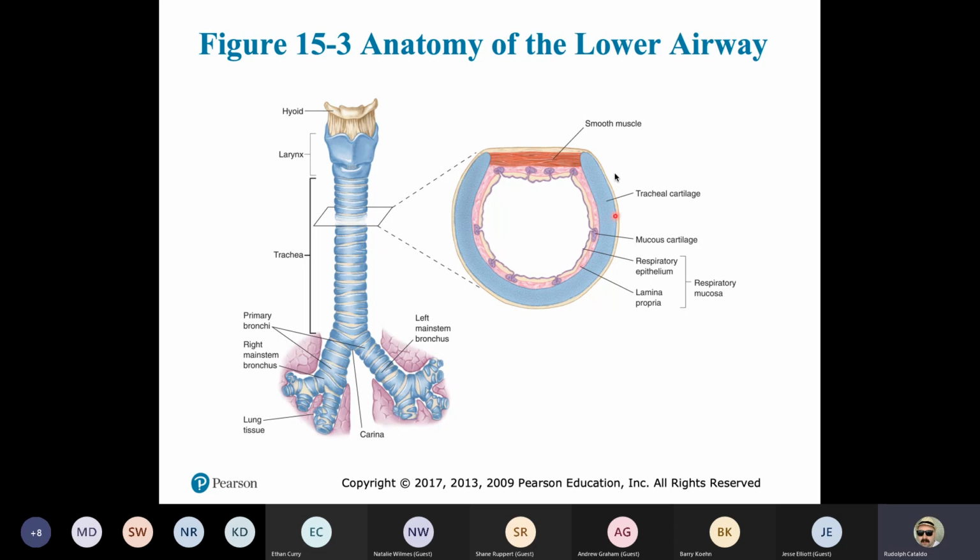A little diagram of what the inside of them would look like. And you can actually see this when we perform an intubation on a patient. You can actually look past their vocal cords and see down their windpipe essentially.